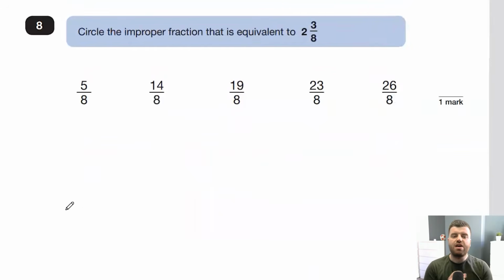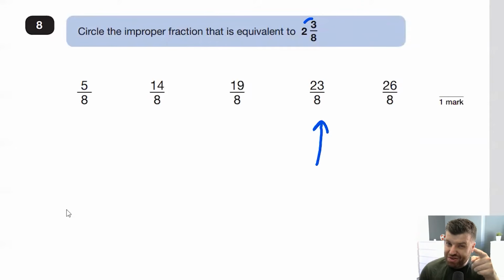Question 8. Circle the improper fraction that is equivalent to 2 3/8. Can you spot the trick answer straight away? I can. I know a lot of people will put this as their answer because they see a 2 and a 3 and they think, well, 23/8. But we know that's not right.